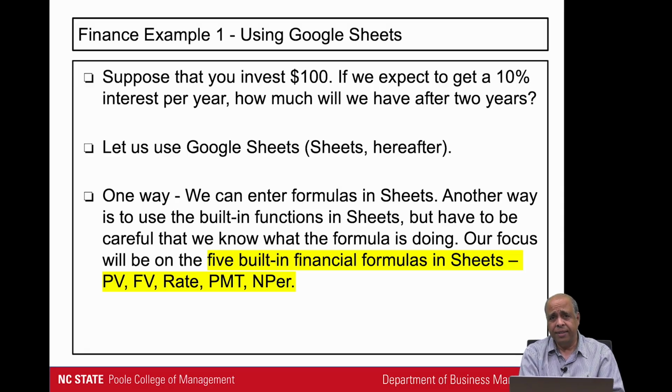Okay. So let's take an example. So let us suppose that you're going to invest $100 today. If you think you're going to get a 10% interest every year, how much will you have at the end of 2 years? Now, we're going to go ahead and use Google Sheets, but I will show you how we can enter formulas in these to do these types of calculations. And we'll also see how we can use these built-in financial formulas in Sheets. And as we said before, we are going to be focusing on these 5 financial formulas: the PV function, the FV function, the rate function, the payment function, and the number of periods function. Okay?